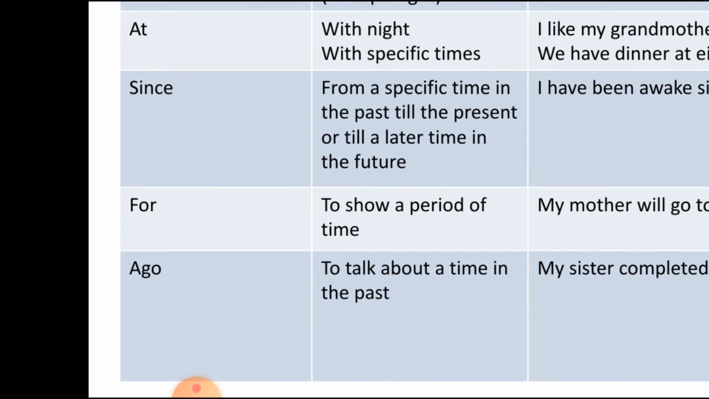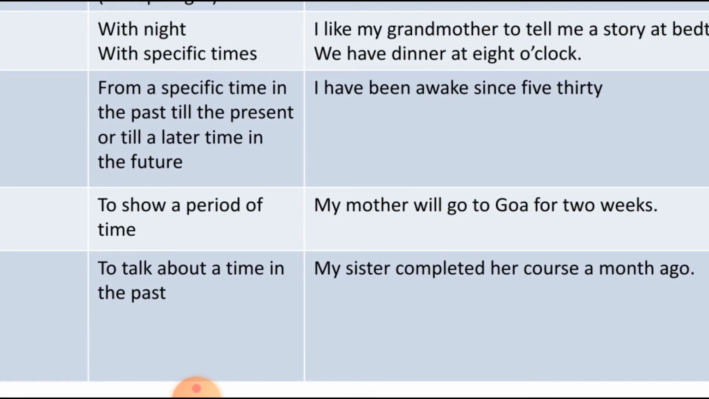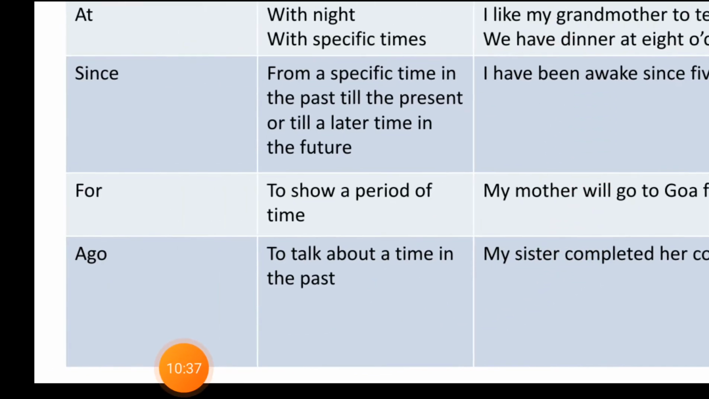Okay, the next preposition is for, and it is used to show a period of time. Let us see the example. My mother will go to Goa for 2 weeks. So it's a period of time, 2 weeks, 1 week, 5 weeks. So there we use the preposition for.